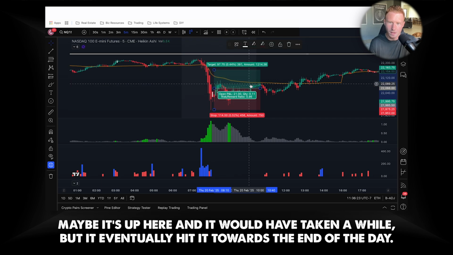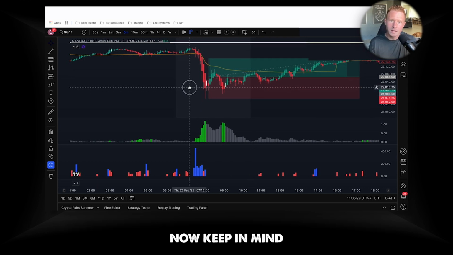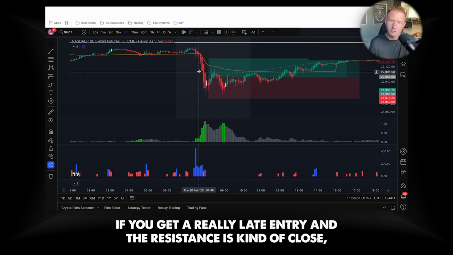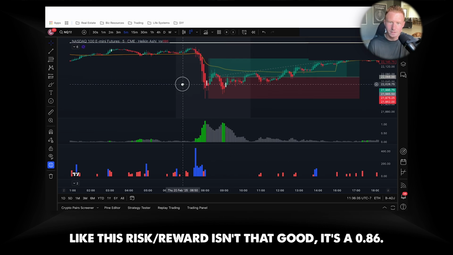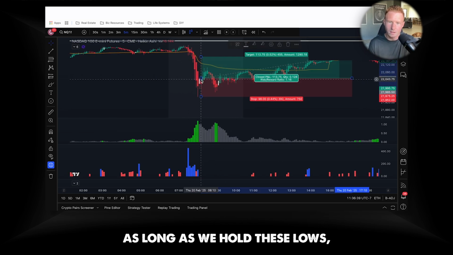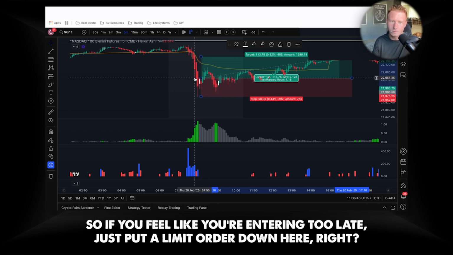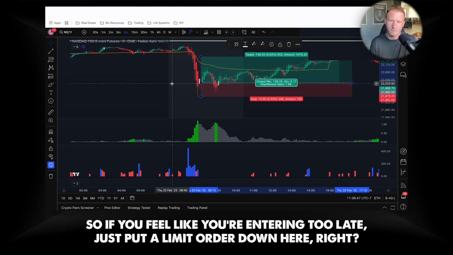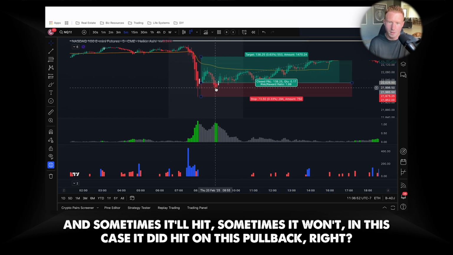Maybe it's up here, and it would have taken a while, but it eventually hit it towards the end of the day. Now, keep in mind, if you get a really late entry and the resistance is kind of close, like this risk reward isn't that good, it's a 0.86, you can just wait for a pullback. As long as we hold these lows, the trade setup is still valid. So if you feel like you're entering too late, just put a limit order down here. Sometimes it'll hit, sometimes it won't. In this case, it did hit on this pullback.